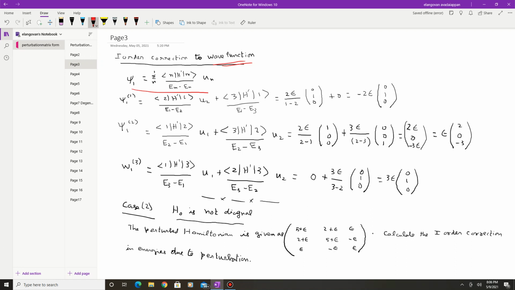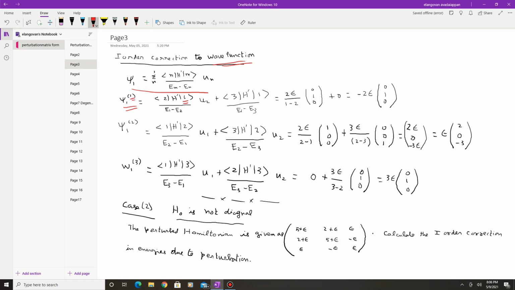Now you have to perform a summation over n. n should not be equal to m. That is the meaning of the prime. So in order to calculate the first order wave function, the subscript is for the first order correction for level 1. So you have to substitute. This is level 1, so here also m must be 1. You have to sum over n, where n should not be equal to m.